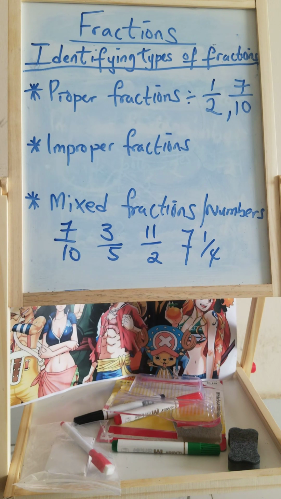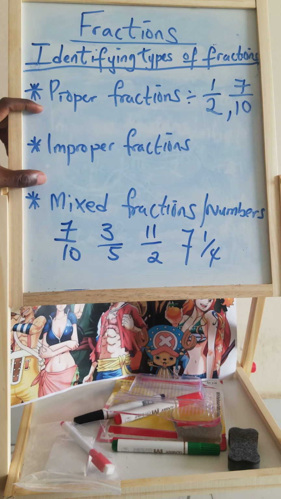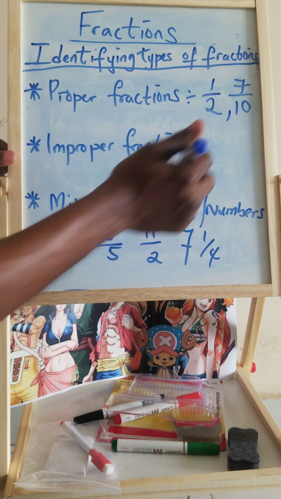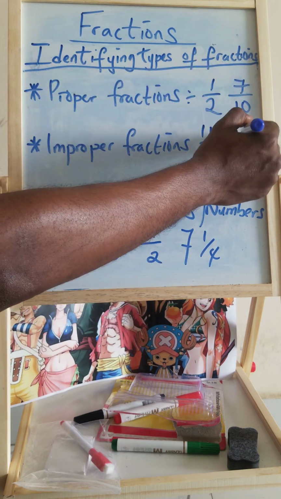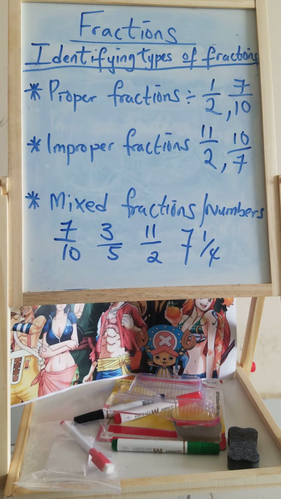Now let us look at the improper fraction. Improper fractions are fractions that the denominators are smaller than the numerators. Hence, the numerators are bigger than the denominators. So in this case now, I normally tell pupils and students that this fraction, improper, it means that it is not in order. Now let's look at the example. We can have 11 over 2, like I have down here. We can have 10 over 7, like I have here.